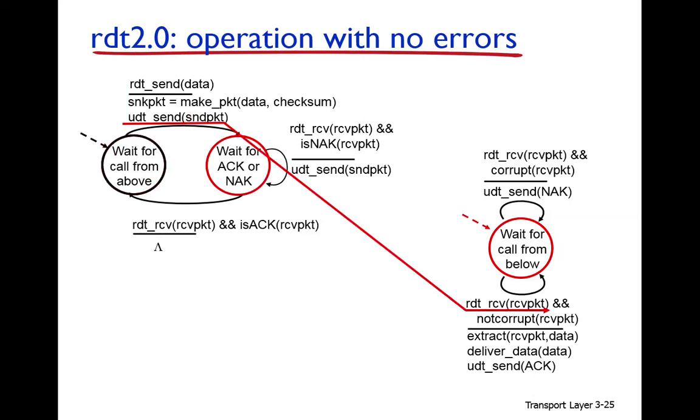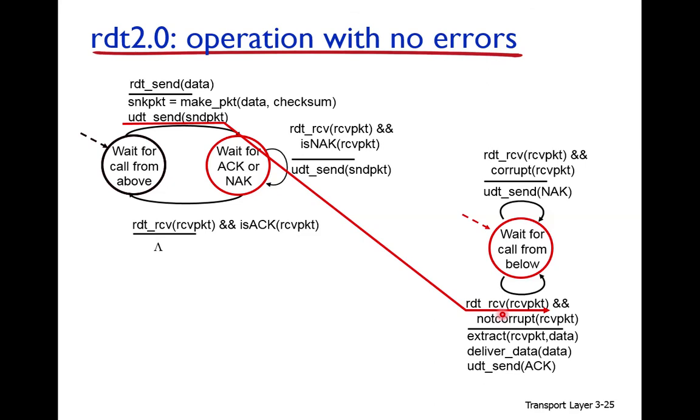Now the sender has sent this packet to the receiver, and the sender is waiting to receive acknowledgement or negative acknowledgement. Now the receiver receives the data. Here we see that the receiver is waiting for data from below. We are at the transport layer, so the layer below is the network layer. So the transport layer is waiting to receive the data from the network layer.